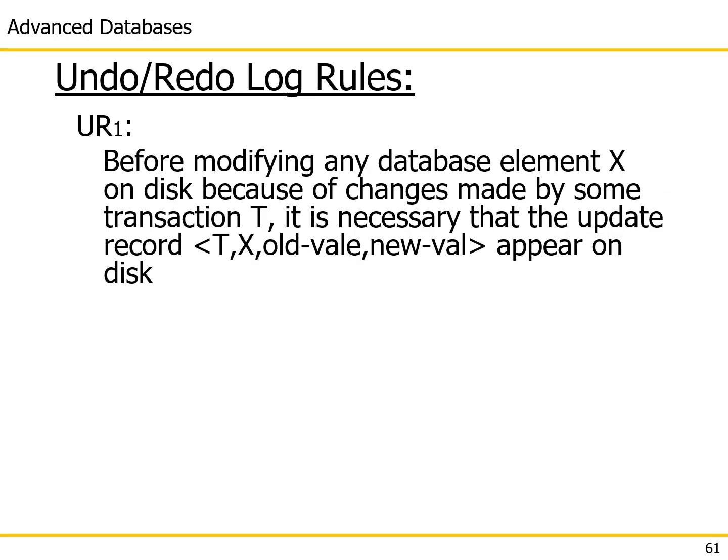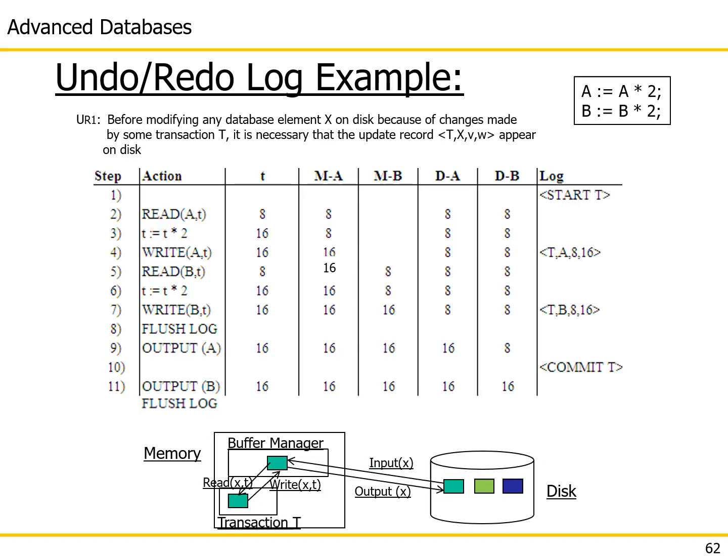And we will set one simple rule, which is that, let me read, it says, before modifying any database element on disk because of changes made by some transaction, it is necessary that the update record appear on disk. Notice that I'm not referring here at all to the commit because I have the old and the new. If I happen to see the commit, I will do a redo. If I don't see the commit, I will do an undo. So it's the combination of everything we've discussed before. Okay? So I don't really care about when the commit appears. Hopefully it will appear, so I can do a redo.